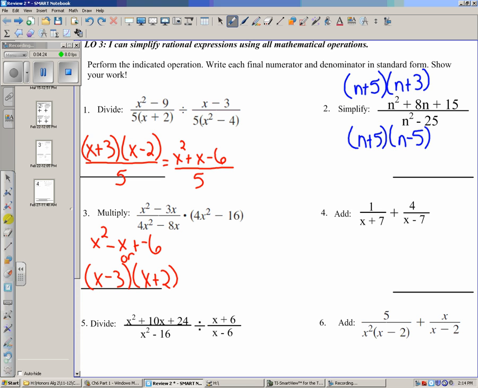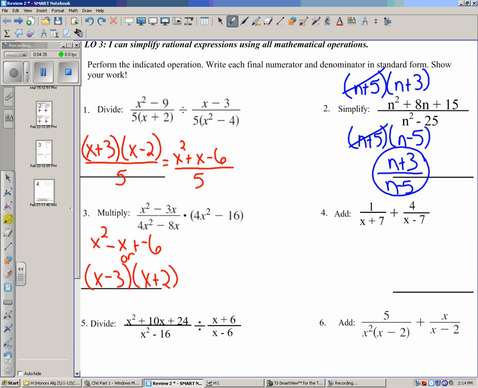And now between the two, I can take out the entire pieces of multiplication, n plus 5 and n plus 5. And so what I'm left with now is n plus 3 over n minus 5. And there's my final answer for this one.